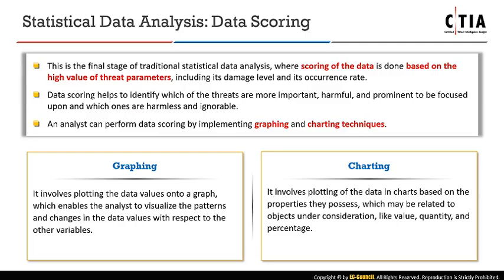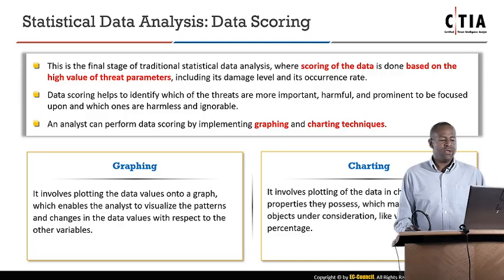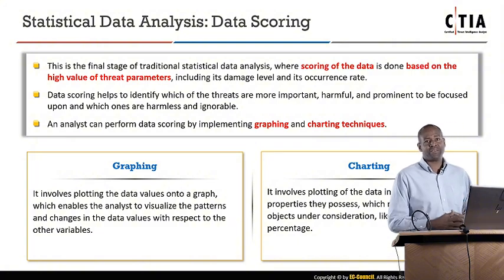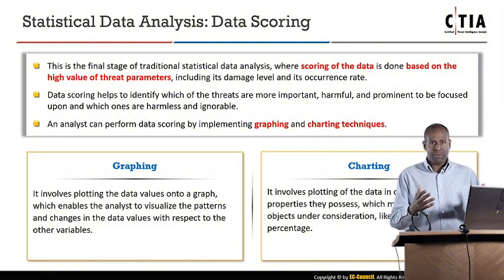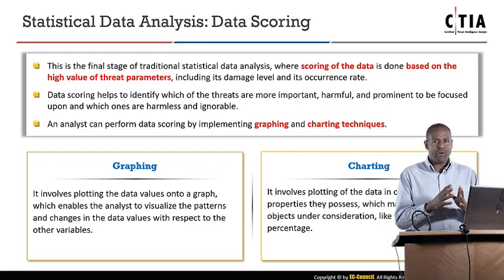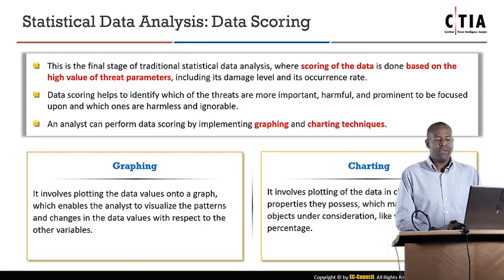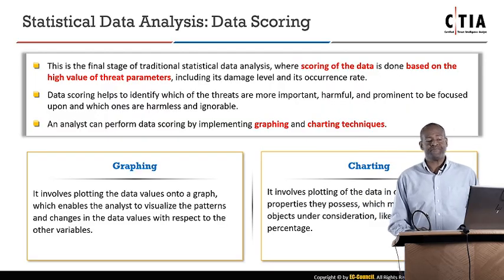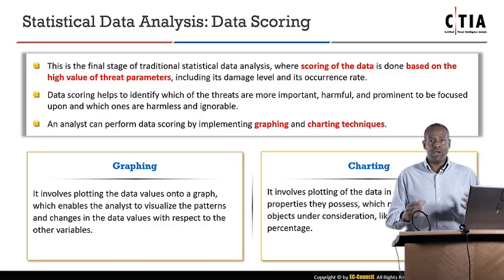So in the final stage of traditional data analysis, we're going to score the data based upon the high values of threat parameters, including things like damage level and occurrence rate, right? What we're saying is, if there is a high damage level based upon whatever element we're looking at, or it's happening a lot, these things are starting to stand out. In that case, I want to score this data because it really needs to be brought to the fore.